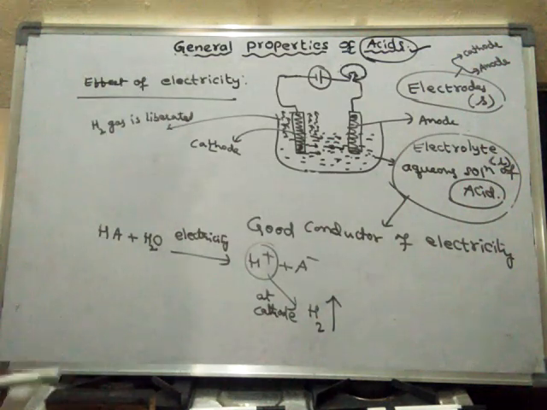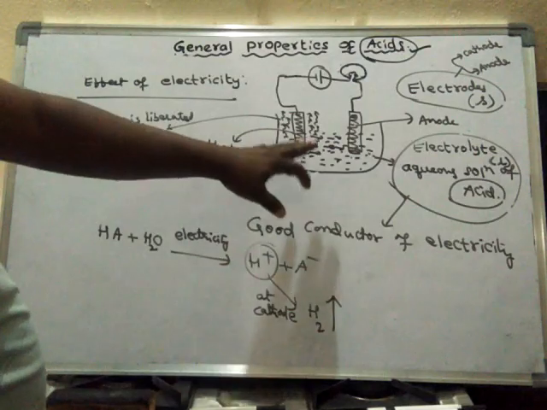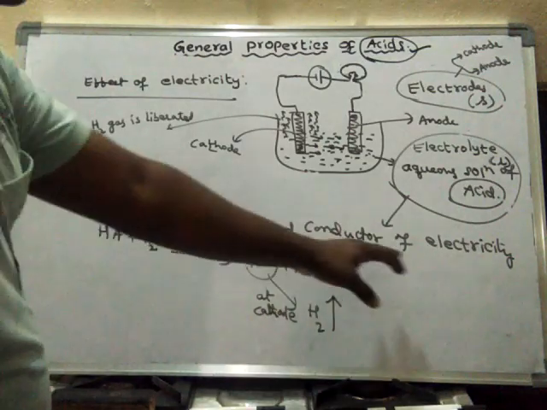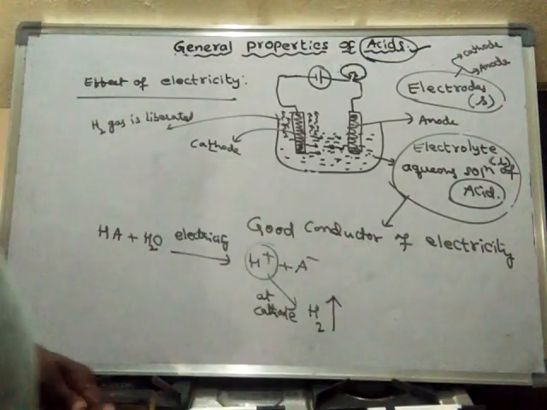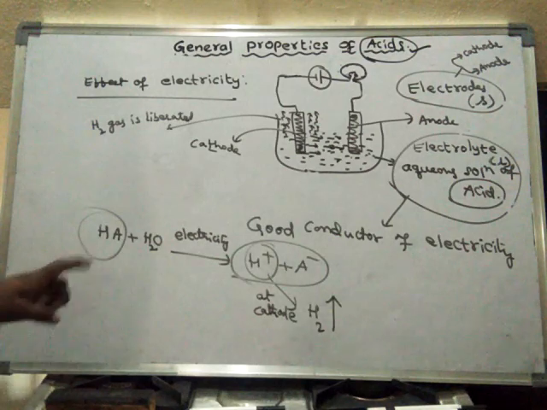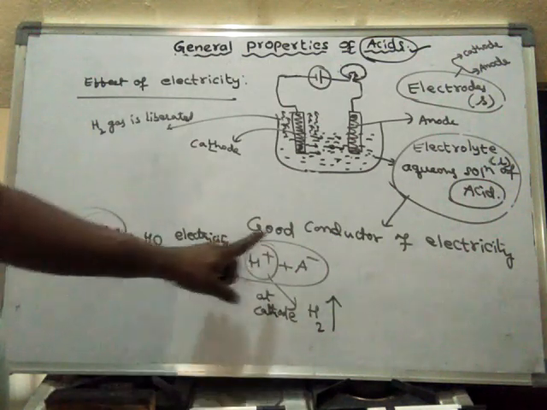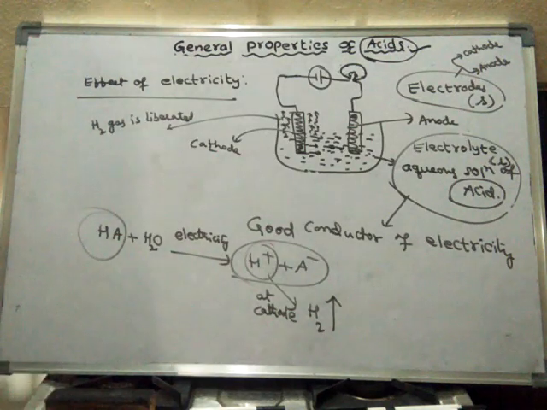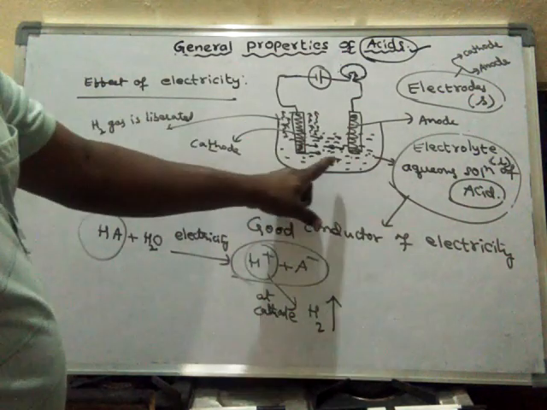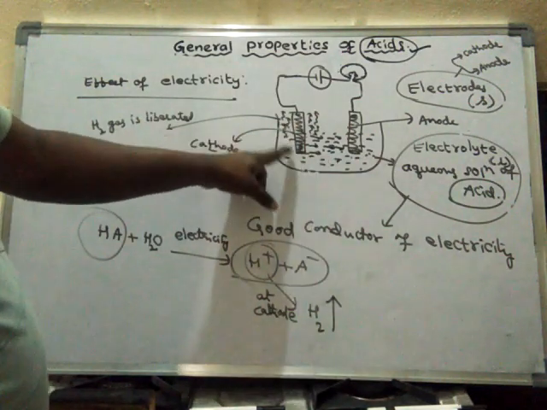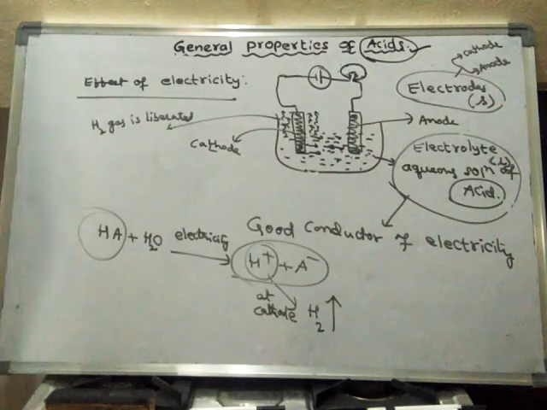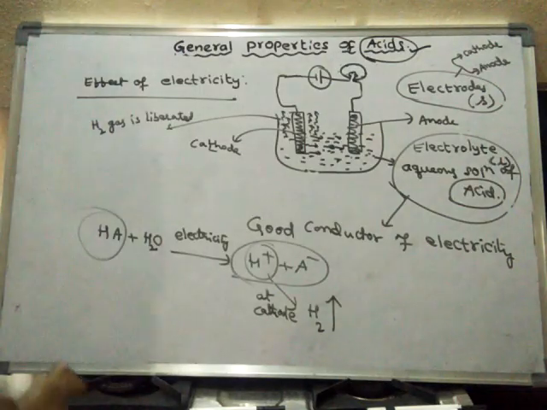So that is the effect of electricity on acids. Acids conduct electricity because they are good conductors of electricity. Why are they good conductors? Because acids can produce ions in water, so they can act as good conductors of electricity. And one more thing: when electricity is passed through the aqueous solution of acids, hydrogen gas is liberated at the cathode. That is also important. In this way, the effect of electricity on acids can be learned.